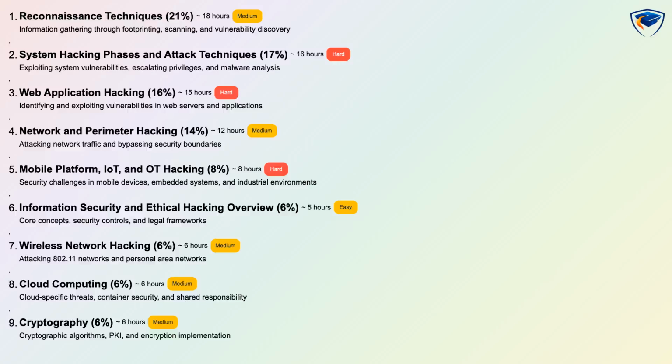Reconnaissance techniques is 21%, system hacking phases and attack techniques is 17%, web application hacking is 16%, and network and perimeter hacking is 14%. The remaining domains are mobile platform IoT and OT hacking 8%, information security and ethical hacking overview 6%, wireless network hacking 6%, cloud computing 6%, and cryptography 6%.